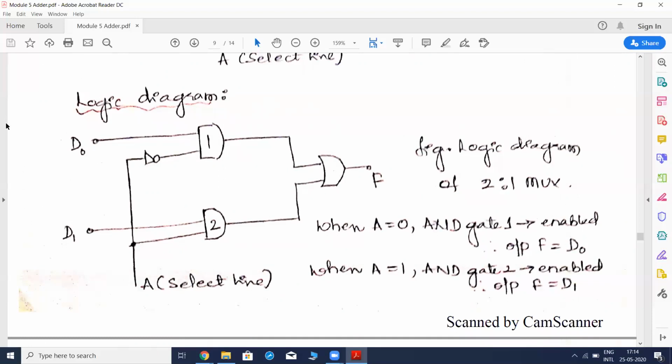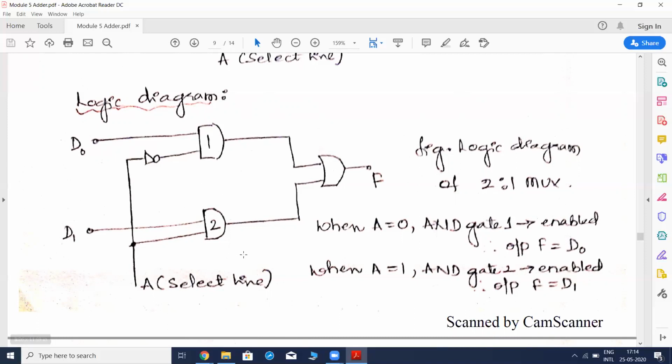Our data inputs are called D0 and D1, and they are given to the AND gates. To both the AND gates, we are giving the select line. We have only one select line. To the first AND gate, we have given A through a NOT gate. That means the output of this will be A bar, the A complement, and that A complement is given to this AND gate.